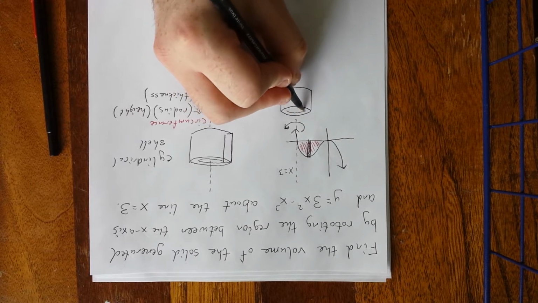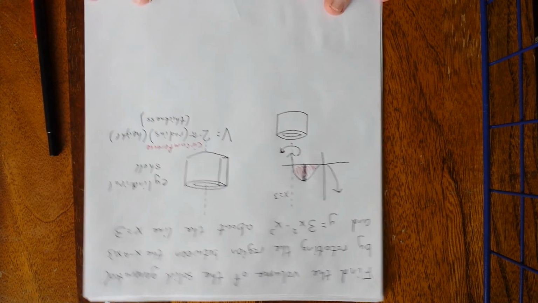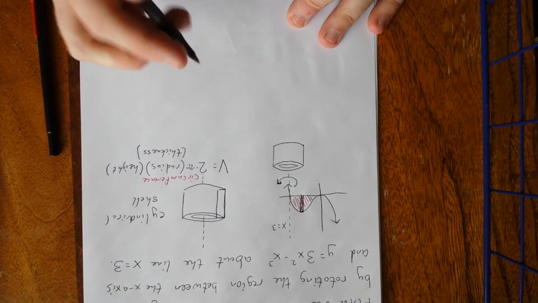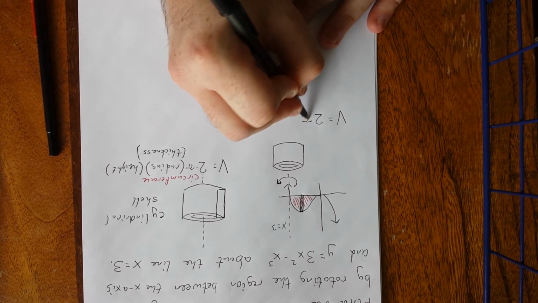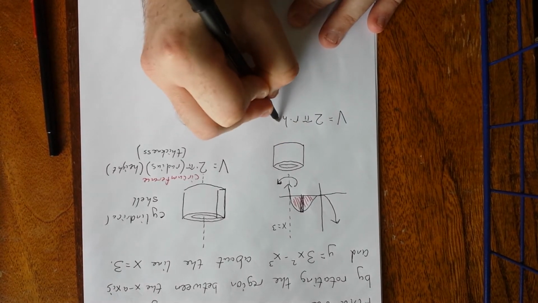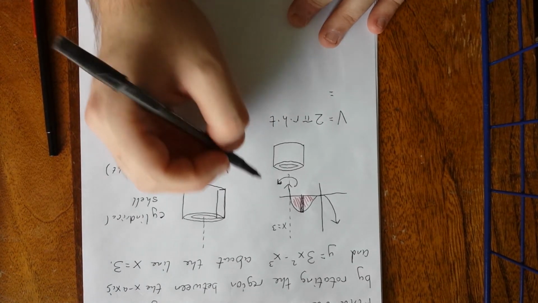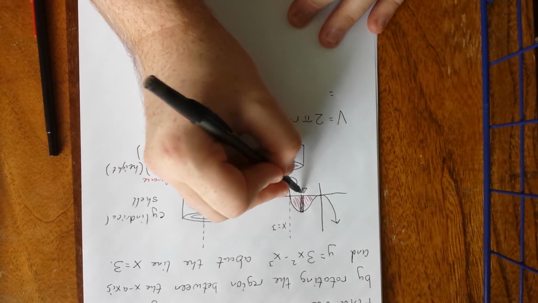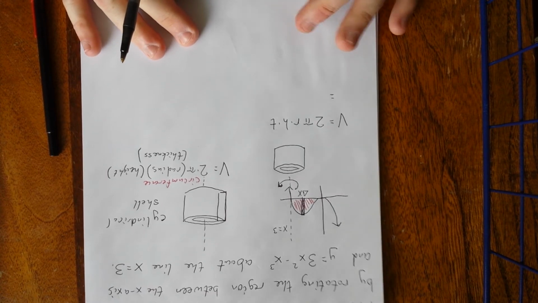I want to see if we can come up with the expression for what this cylindrical shell would look like. So we said that the volume of the cylindrical shell is going to be 2 pi times the radius times the height times the thickness. What we just established is that the thickness here is a little tiny change in x. Like I said, it'll always be a little tiny change in x or a little tiny change in y.